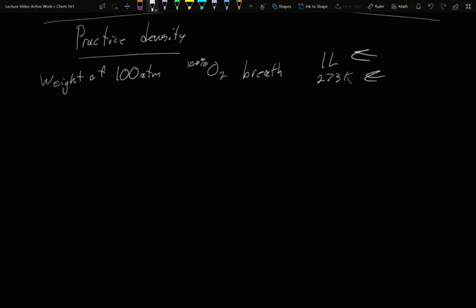And for simplicity, we're going to use the standard freezing temperature. Take a minute, see if you can just solve the density of this gas. What is the density of pure oxygen at 100 atmospheres?